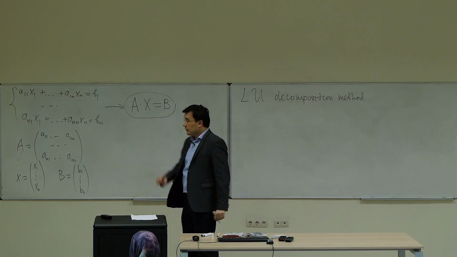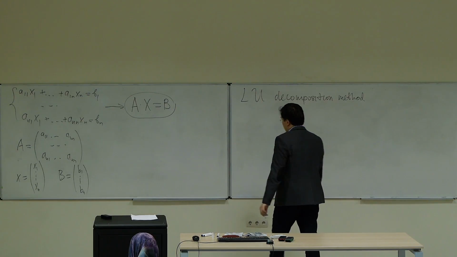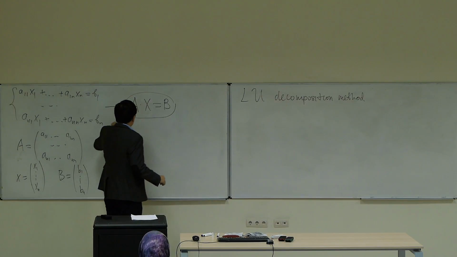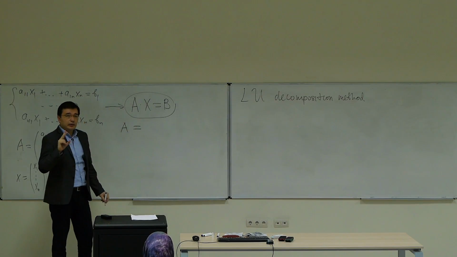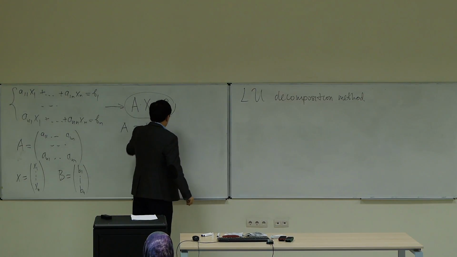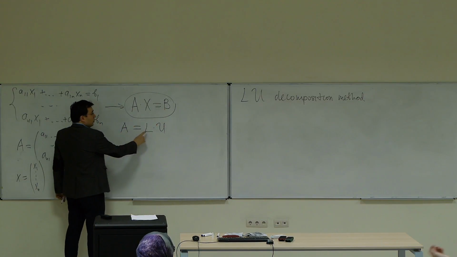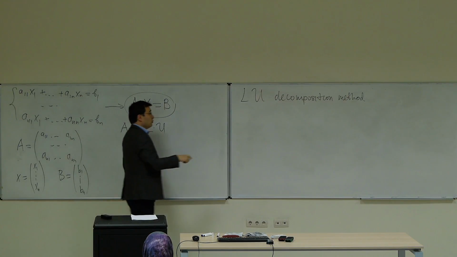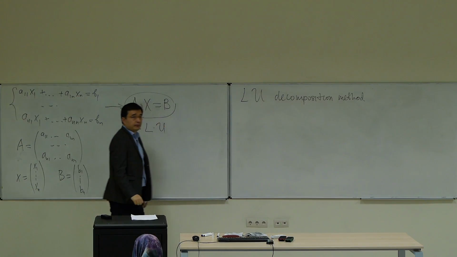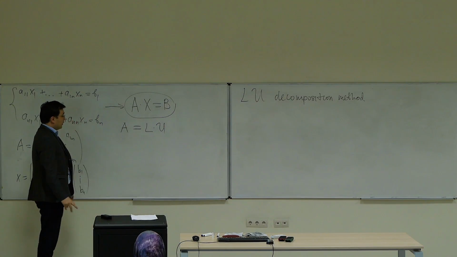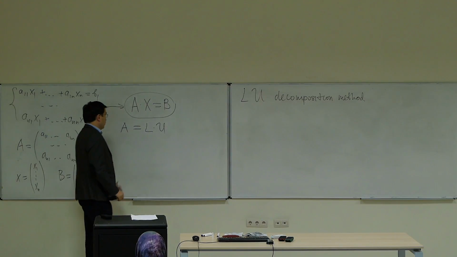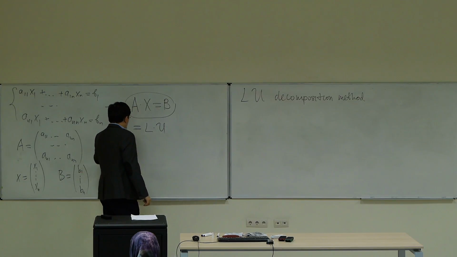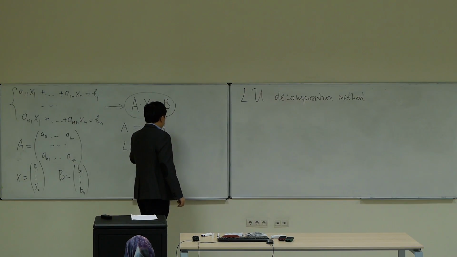All right, so the LU decomposition method. What is the idea behind it? The idea is very simple. Suppose you somehow know how to decompose matrix A as a multiplication of two matrices, L and U. This is where the name LU decomposition comes from. If you can do that, let's substitute this A into the equation we want to solve, so it becomes LU multiplied by X equals B.